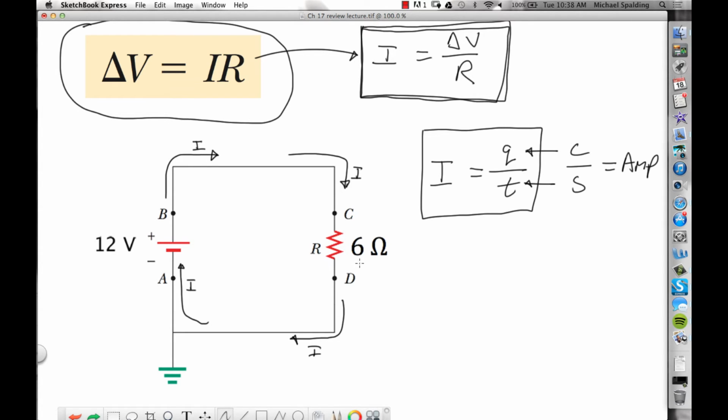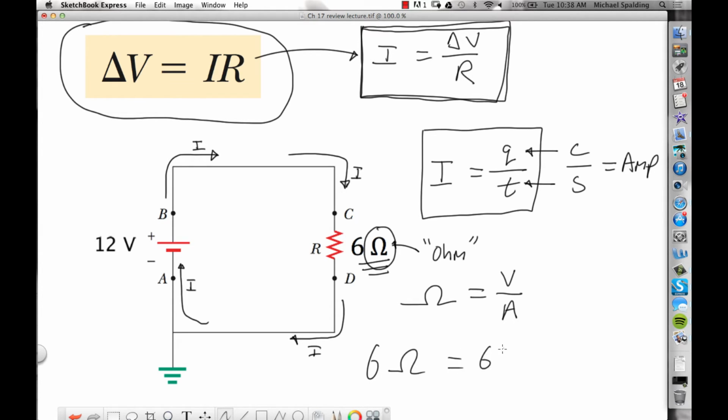Okay, resistance. Let's talk about this. The unit for resistance is this guy here, and you call this guy an ohm, O-H-M, and an ohm is equivalent to a volt per amp. So here we have 6 ohms. That means 6 volts per amp. What the heck is volts per amp? Well, what this is telling you is, for this resistor to have 1 amp flowing through it, how many volts do we need across it? 6 volts. This resistor will have 1 amp in it if there's a voltage of 6 applied to the resistor. Does that make sense? Volts per amp.